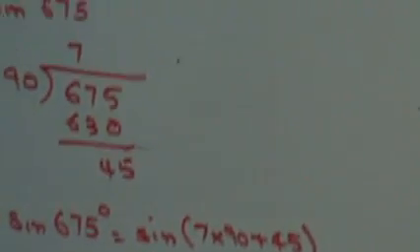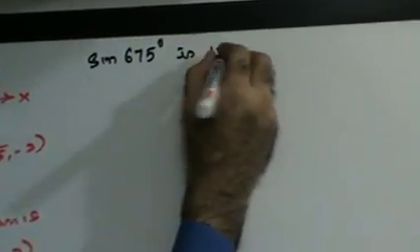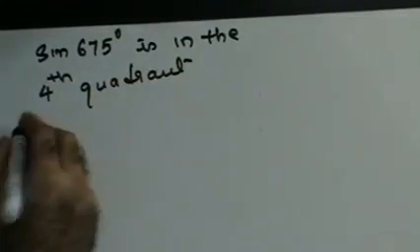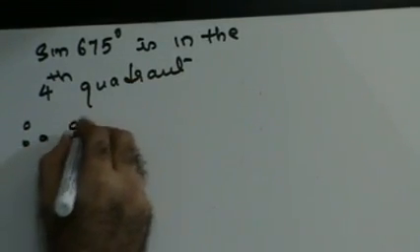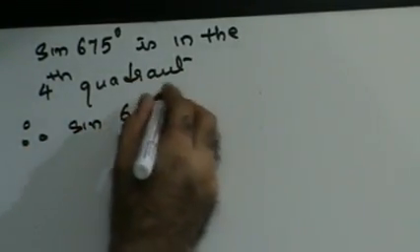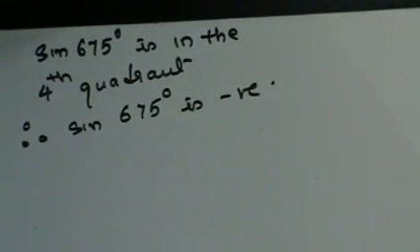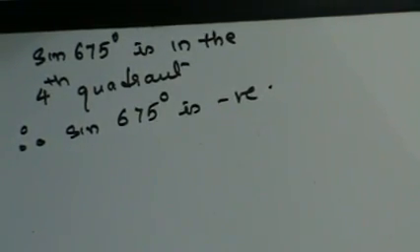So I can say that sine 675 degree is in the fourth quadrant. Right, therefore sine 675 degree is negative. Do you understand how I found out negative? Because in the fourth quadrant, only the cos and sec ratios are positive. Only cos and sec ratios are positive. Since this is sine ratio, this will be negative.